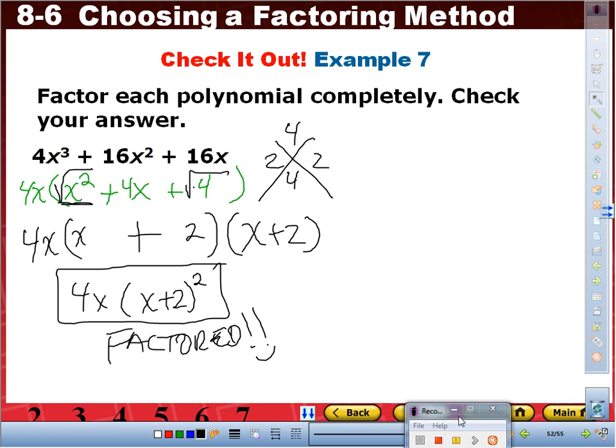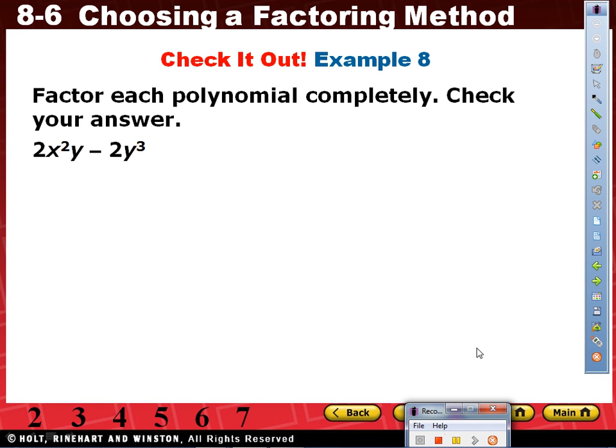Number 8. Okay, copy that one. Number 8. 2x squared y minus 2y cubed. Okay, let's do this one together, just to make sure that we get all the steps.